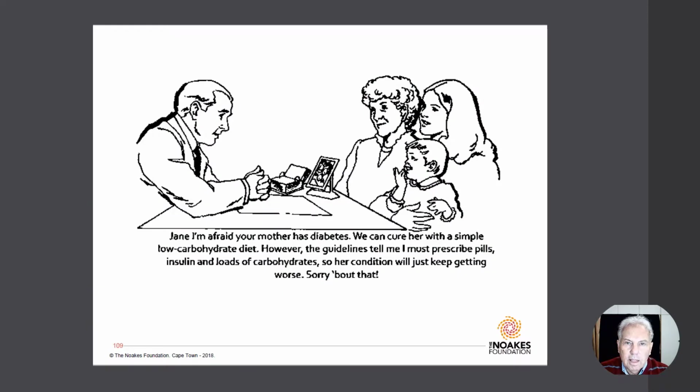So here's a slide from one of Professor Tim Noakes' talks, which just sums it up. Jane, I'm afraid your mother has diabetes. We can cure her with a simple low-carbohydrate diet. However, the guidelines tell me I must prescribe pills, insulin, and loads of carbohydrates. So her condition will just keep getting worse. Sorry about that. And he doesn't mention that he's worried about being punished for treating people like that.